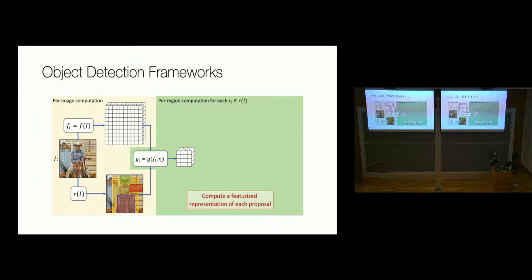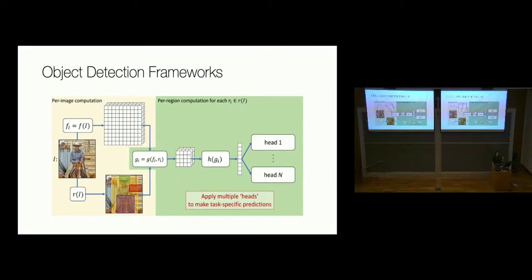These two representations, the feature space of the image as well as the region proposals, get fused together in order to compute feature representations for each of the proposals. And these feature representations are then processed subsequently by another computation and also task-specific little models in order to predict task-specific predictions. And so this is now a very generalized way of presenting object detection.